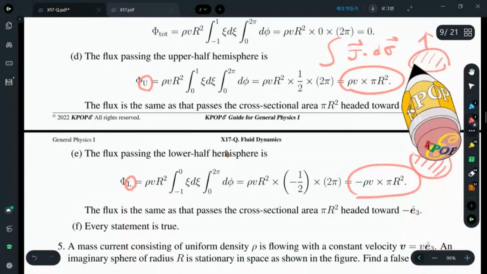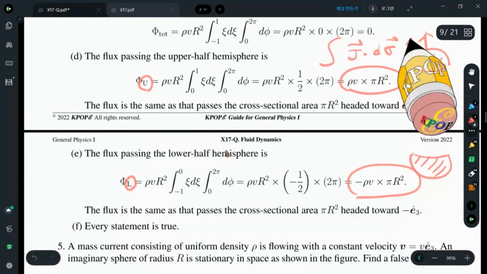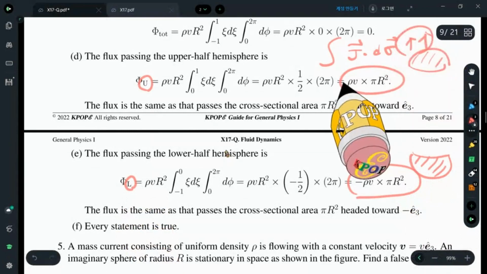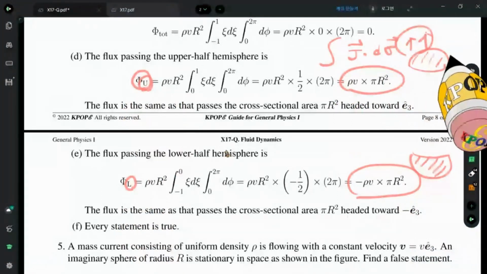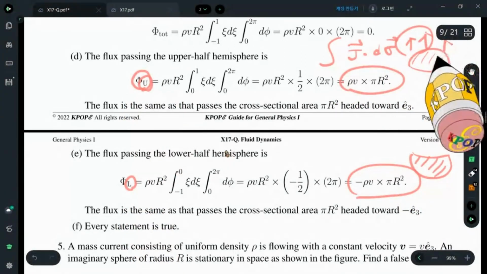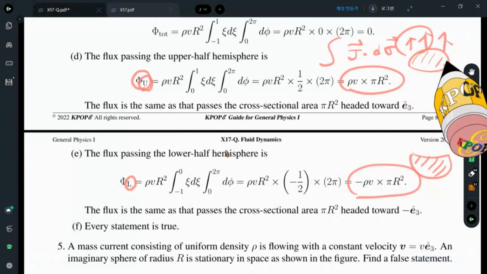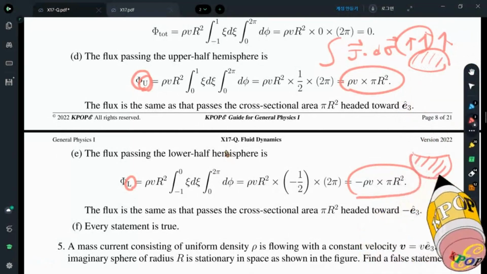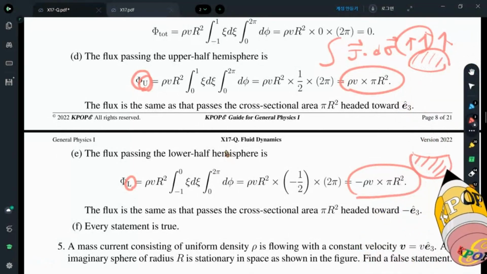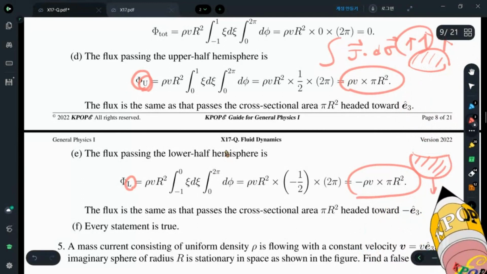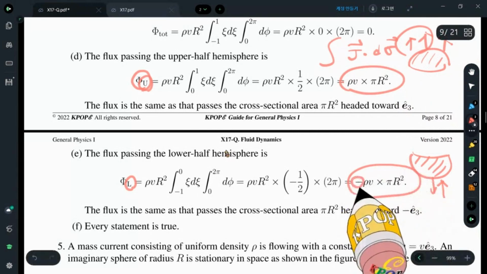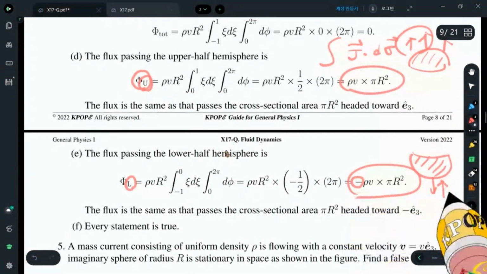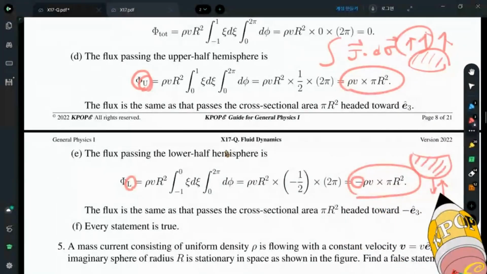The normal vector of this hemisphere and the current are parallel. So this flux is positive. So mass is going out of this surface. And for the lower hemisphere, the normal vector and current flow are opposite. Magnitude is the same, but the sign is opposite, a negative sign.